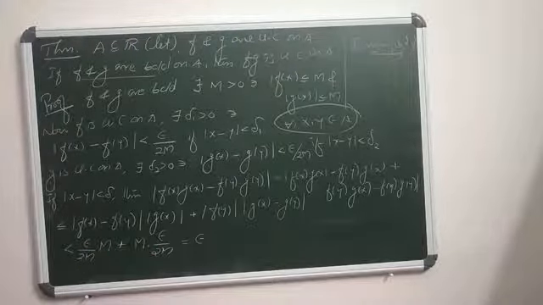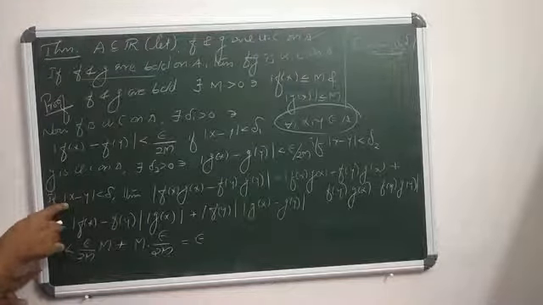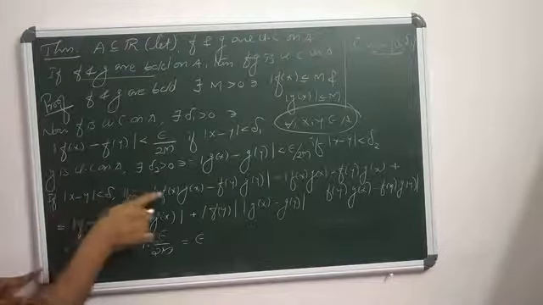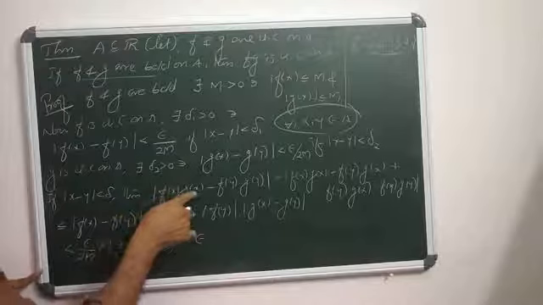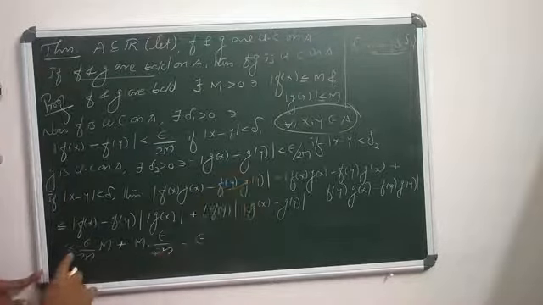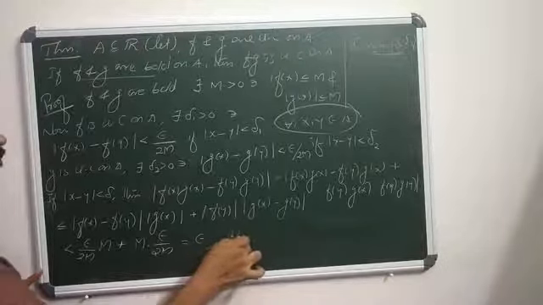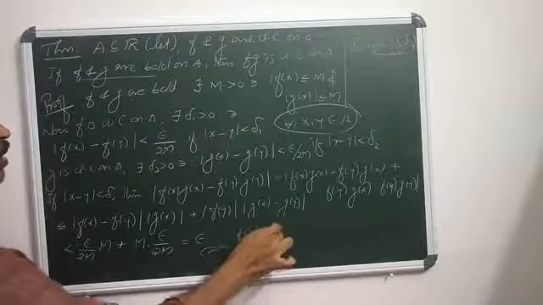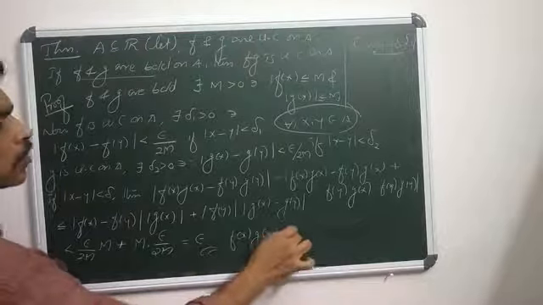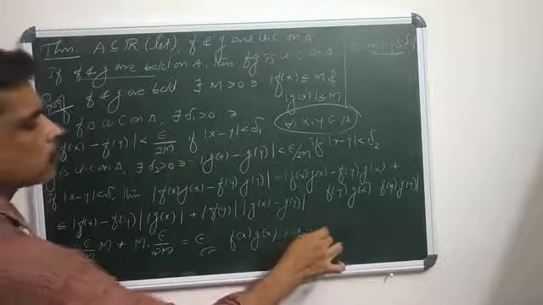That means if modulus of x minus y is strictly less than delta, then modulus of f of x g of x minus f of y g of y is strictly less than epsilon. That means fg, or f of x into g of x, is uniformly continuous on E.